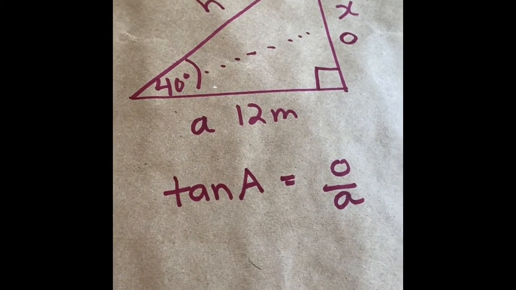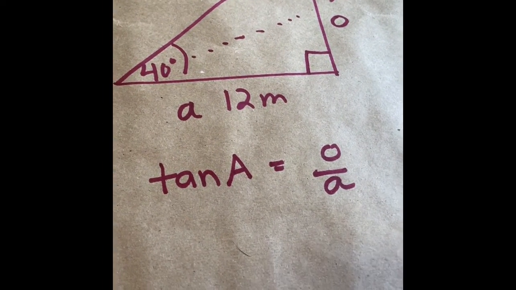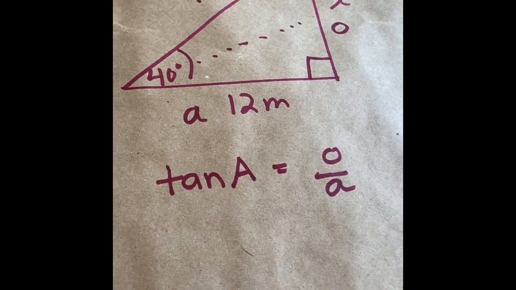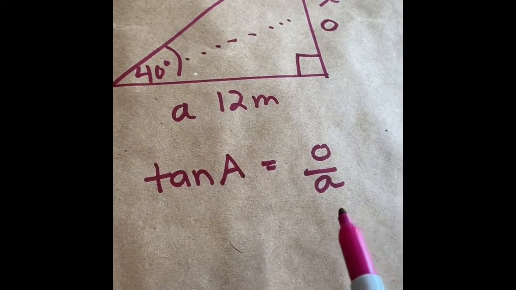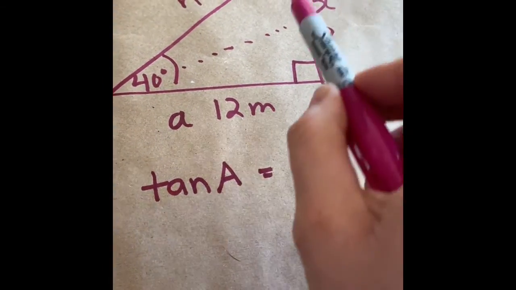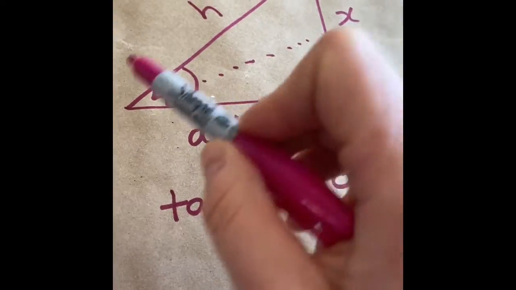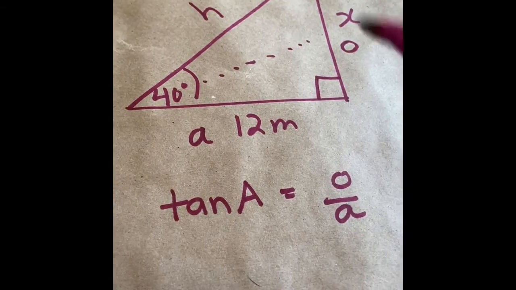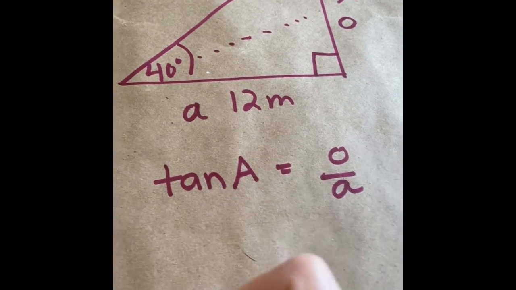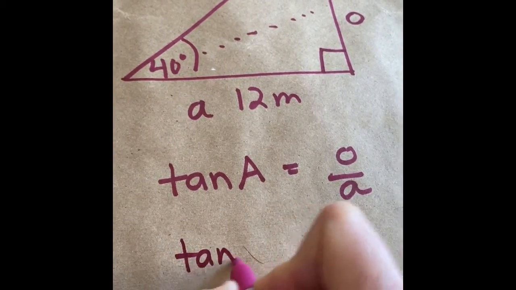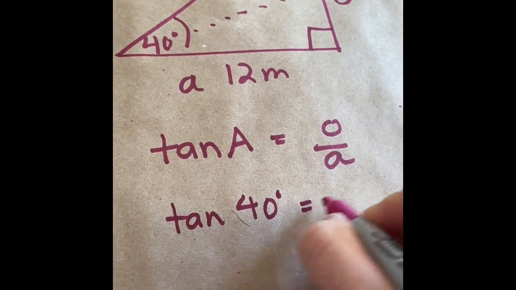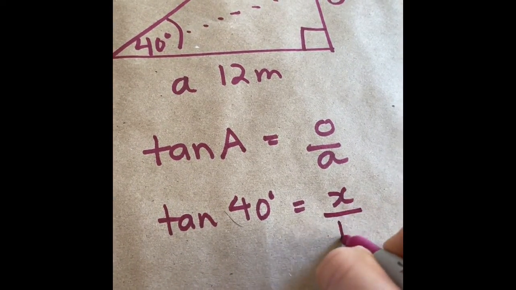Now notice the reason this is a great fraction to use is because to solve this question I need to use the 12, which is the A. I'm wondering about the O, which is the X. And the H is not at all really important in this question, so that's why there's no H in the fraction. So I have tan of 40 degrees is equal to O, that's my X, over my 12.